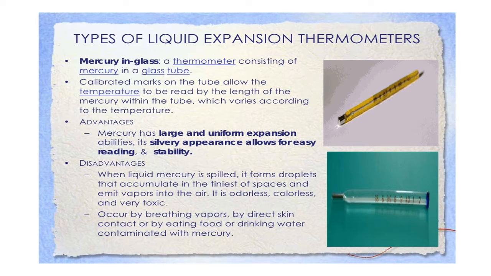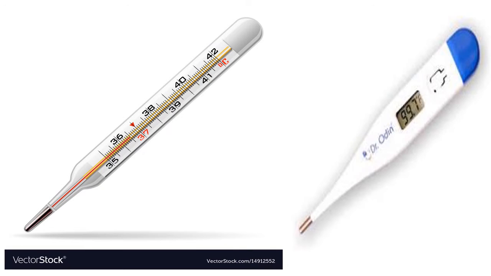There are two types of liquid thermometers, the glass mercury thermometer and the glass alcohol thermometer. In the glass mercury thermometer, mercury is used as the liquid. Due to the large and uniform expansion property of mercury, it has been widely used. Also, due to its color, the scale can be easily read. But as mercury is toxic, its use is declining. Nowadays, instead of the mercury thermometer, the digital thermometer is mostly used.